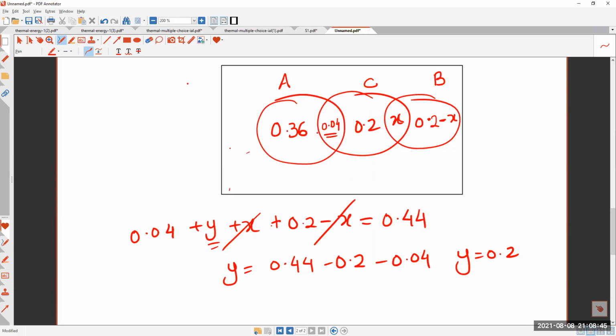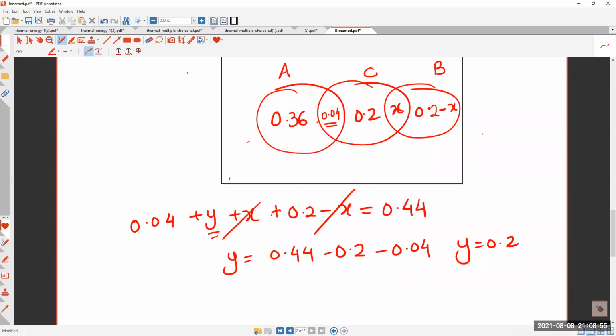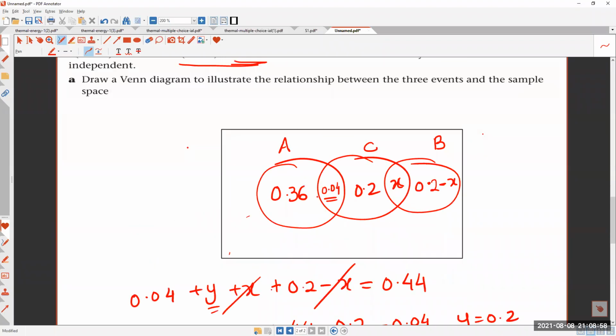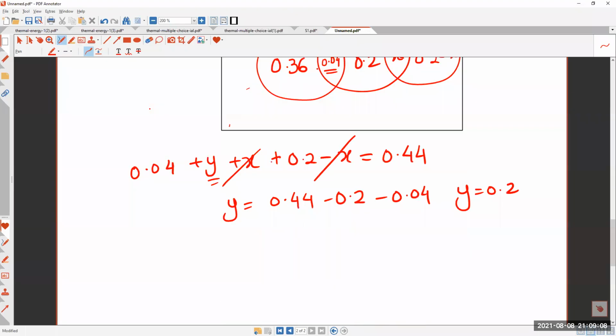Okay, so now let's continue. Let's talk about this mutually exclusive which they gave us, and B and C are independent. Now B and C are independent, C is missing. So let's try with this B and C independent thingy. Okay, so let's try. How would I do it?